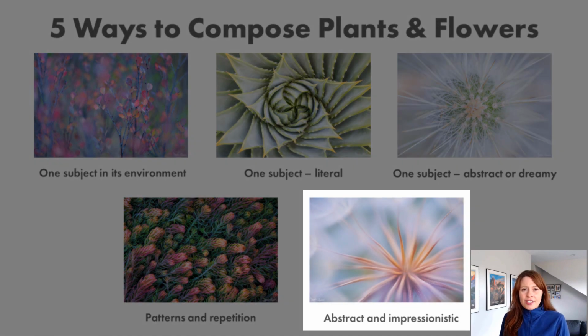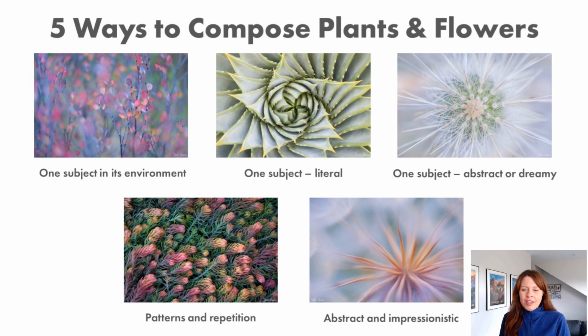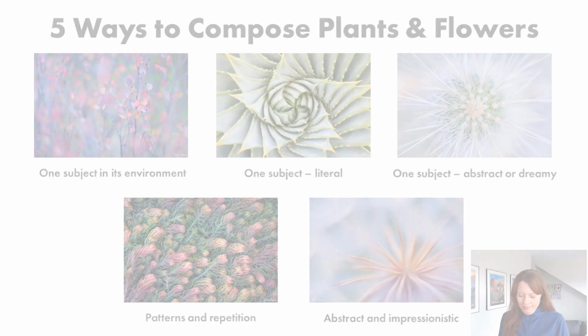And the final example is more abstract and impressionistic, where you're not quite sure what you're looking at. The scale might be confusing, and the subject itself might bring up a lot of curiosity and wonder just because it's presented in a way that's not really literal at all. So these are the 5 ways that I generally think about when I'm approaching a subject in the field.